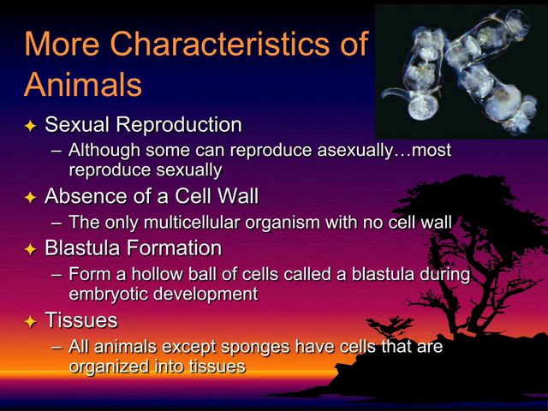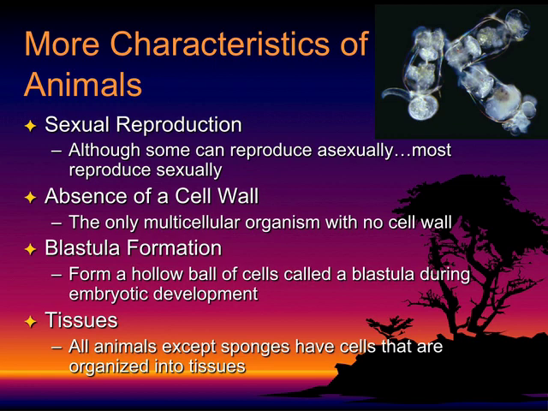So a little bit more characteristics. So sexual reproduction is another characteristic of Kingdom Animalia. So there are exceptions to these rules, but for the most part, sexual reproduction is occurring in Kingdom Animalia. Absence of a cell wall. Absolutely nobody in Kingdom Animalia, no organism in Kingdom Animalia has a cell wall.